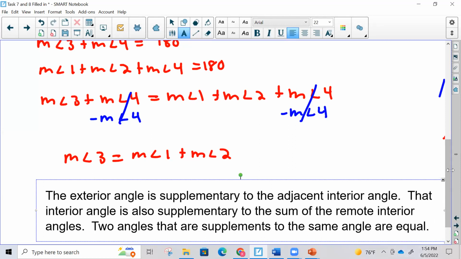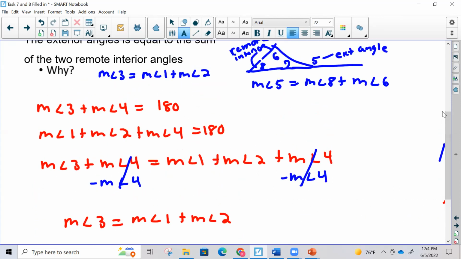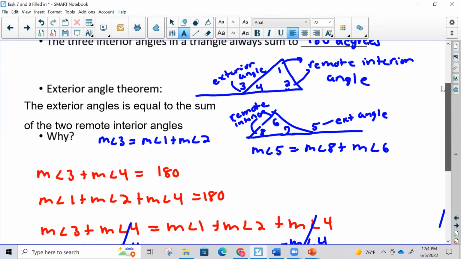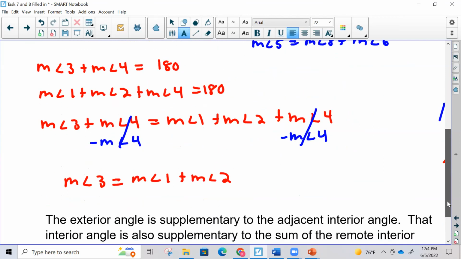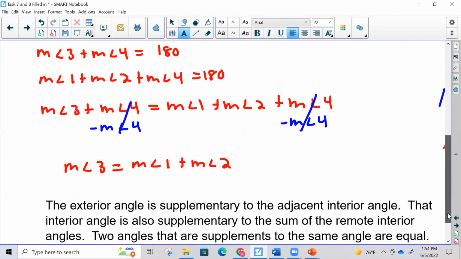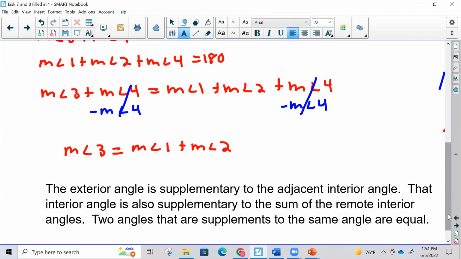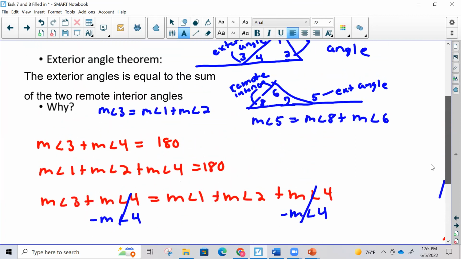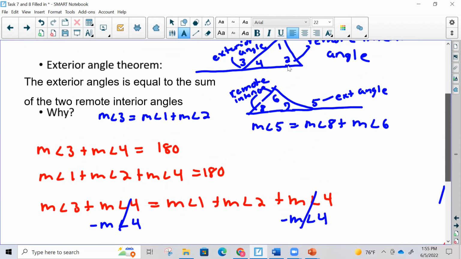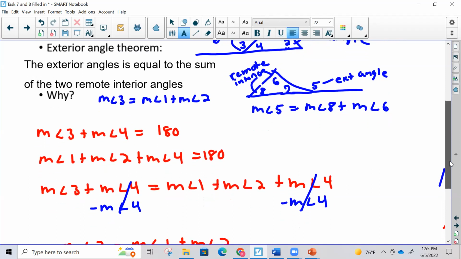So if you have two angles, again, we showed it here: these two angles add up to 180, these three angles add up to 180. I can take angle 4 from both of them, which are the supplements, and therefore these two angles together add up to angle 3. And that's the exterior angle theorem. The other thing is that if I cut out angle 1 and 2, I could put them together to get angle 3. And that's another way to show the exterior angle theorem.